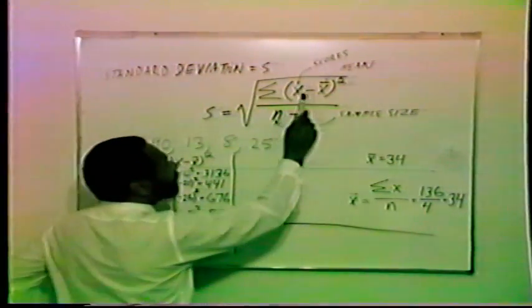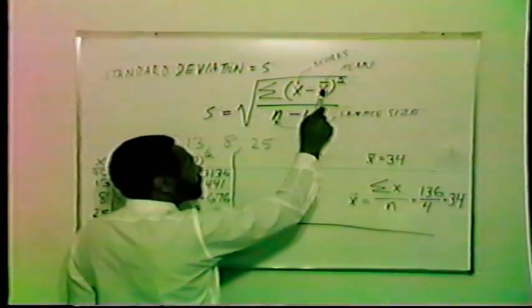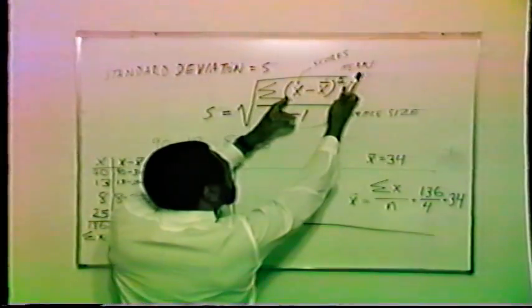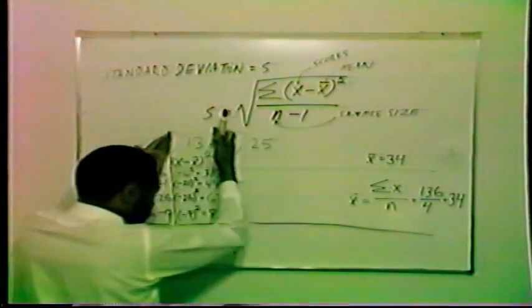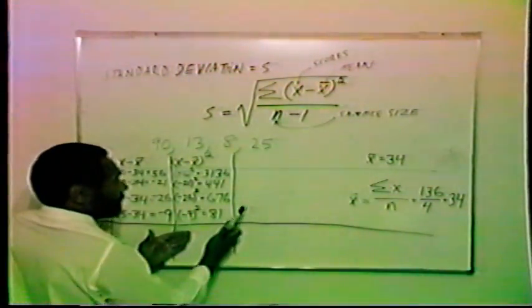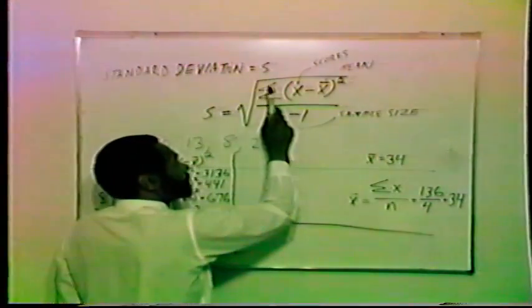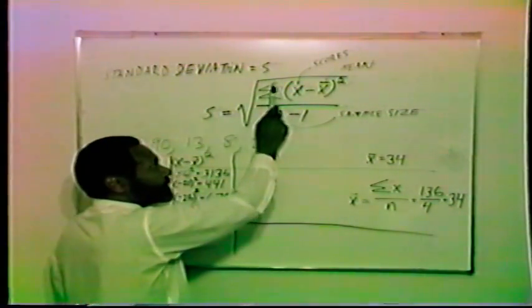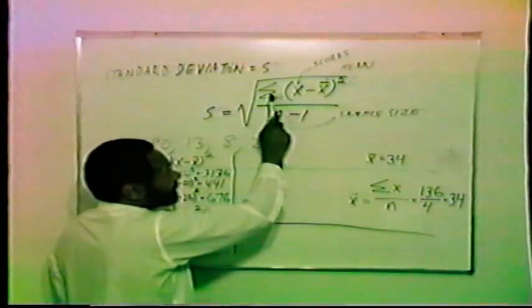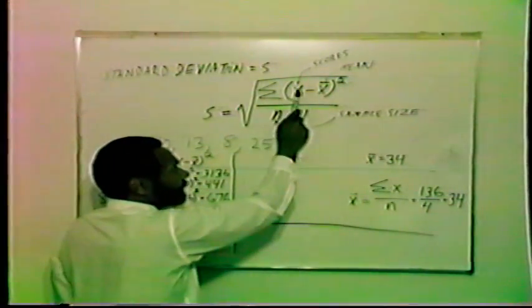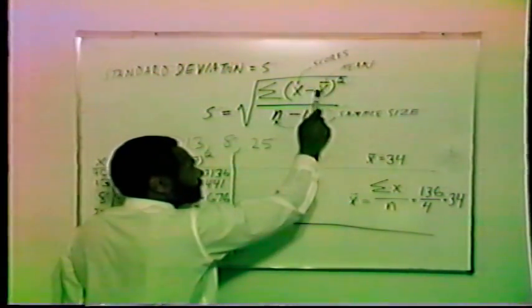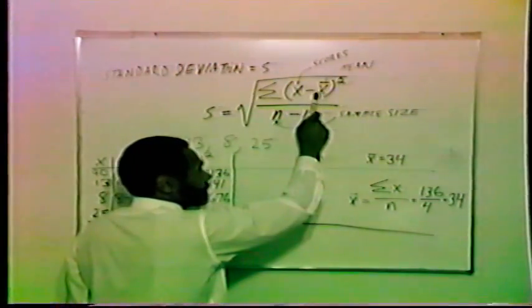And we see that we have already subtracted the mean from each one of the numbers. We've already squared each one of those differences. That's what we just finished doing in this column. And the next thing we see is the summation symbol. This summation symbol tells us that we have to add all of those squares together. We have to sum all of those squares.